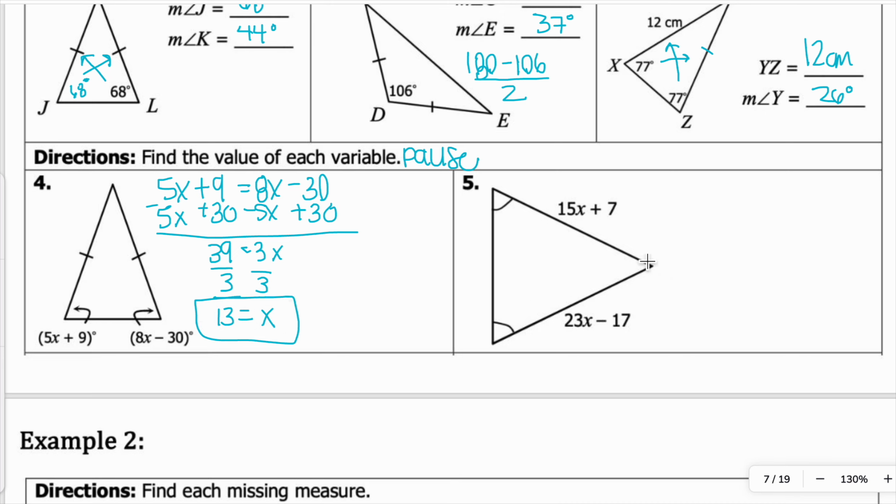Okay? And then for number 5, because I see matching angles, that means the opposites should have matching sides. So 15x plus 7 is equal to 23x minus 17. And then moving my smallest variable, 15x, which means my 17 will get moved to the other side.